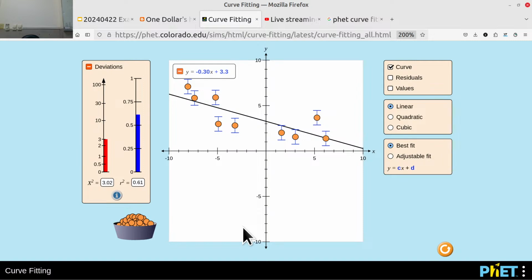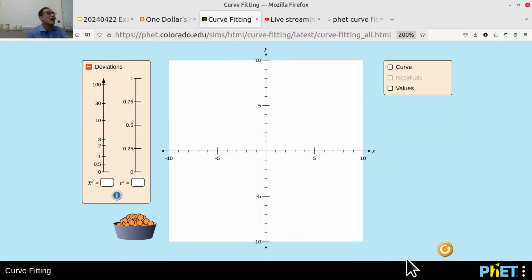Okay, and please do me a favor. Let me reset it. I pick up 1, 2, 3, 4, and 5 points here. Please pick up 5 balls on the graph. 5, 6, 7, either one is okay.